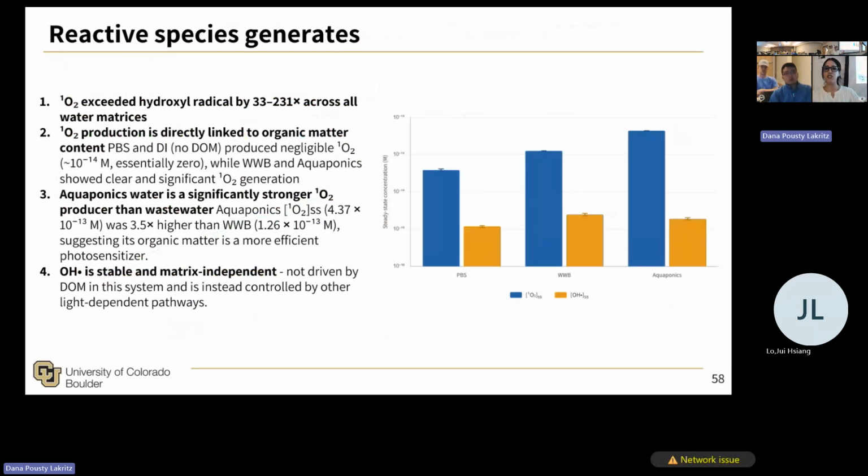But for singlet oxygen, we can see that for the aquaponics it is very high, and with the wastewater, it's also high. The PBS results, I don't believe them. I don't know, but the singlet oxygen is very high. So something happens there. The next step is to understand a little bit more about the photochemistry under solar irradiation and target another species to learn what happens there.